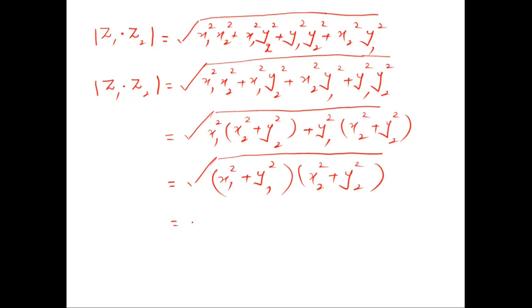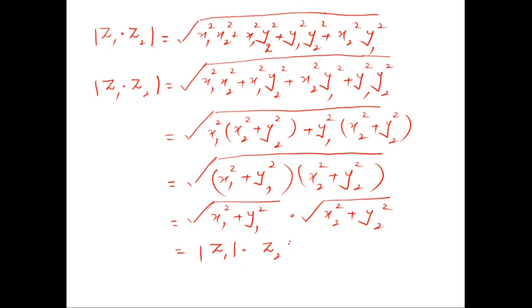So we can write square root of x1 square plus y1 square multiplied by square root of x2 square plus y2 square. This is the value of z1 modulus, multiplied by the value of z2 modulus. In this way, boys, you can solve this theorem.